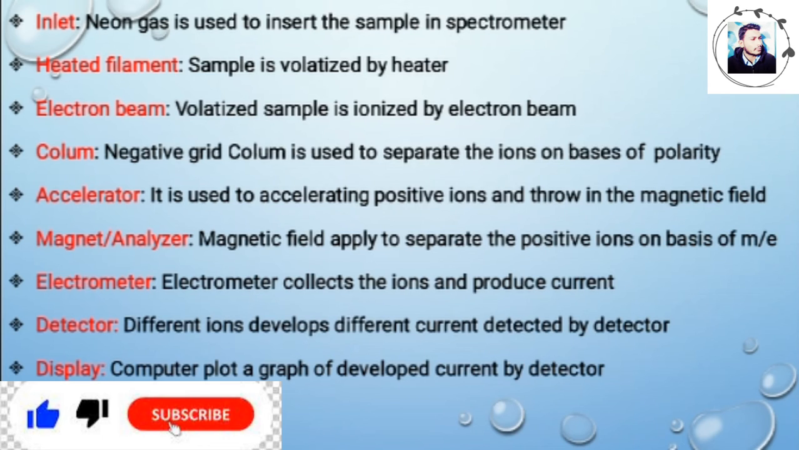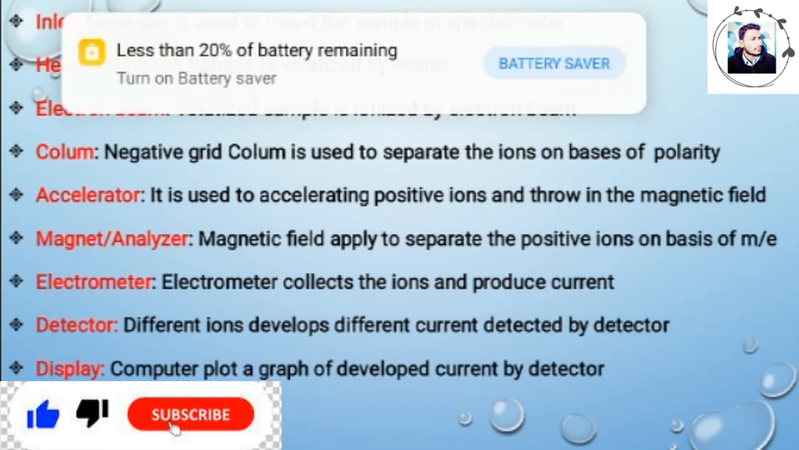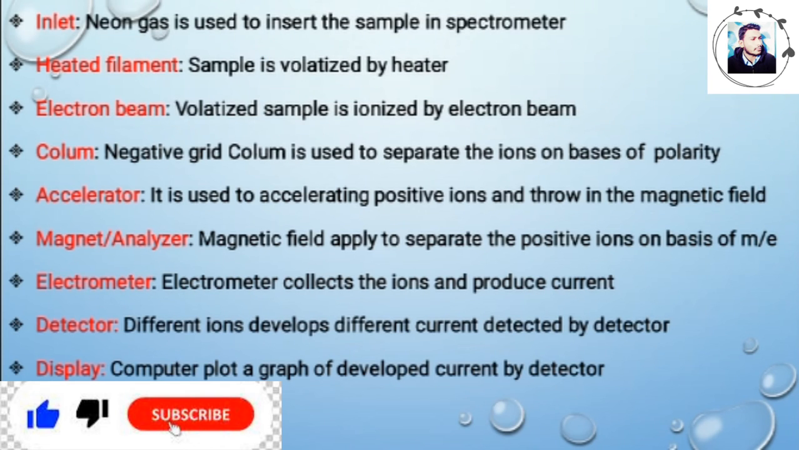The electron beam: the volatilized sample is ionized by the electron beam, and we use the column. The column is a negative grid used to separate the ions on the basis of polarity. Negative charges and positive charges are separated on the basis of polarity. The accelerator is used to separate the positive ions and throw them into the magnetic field.